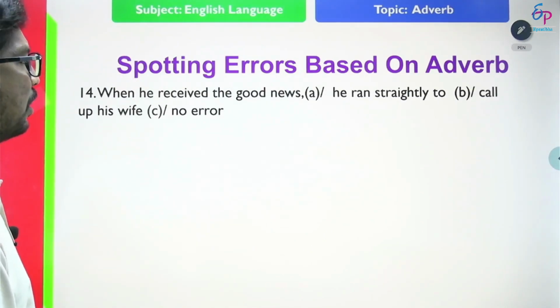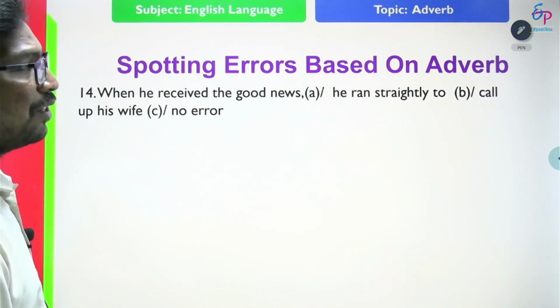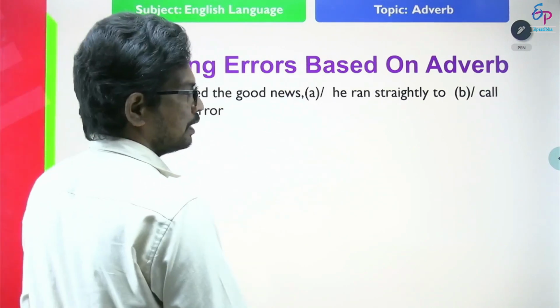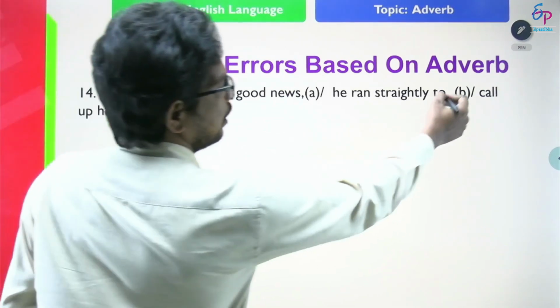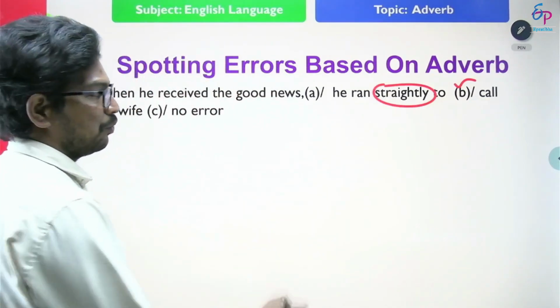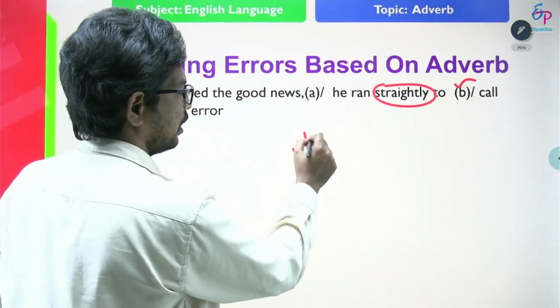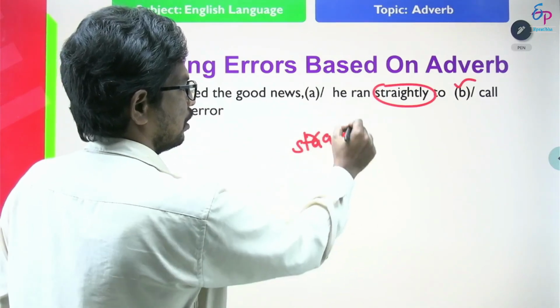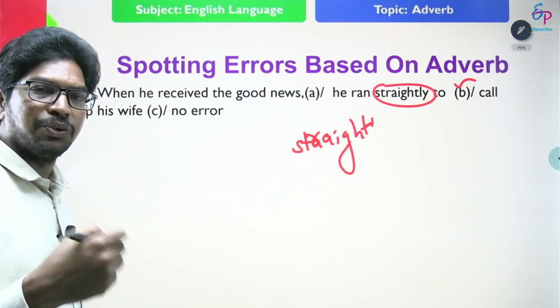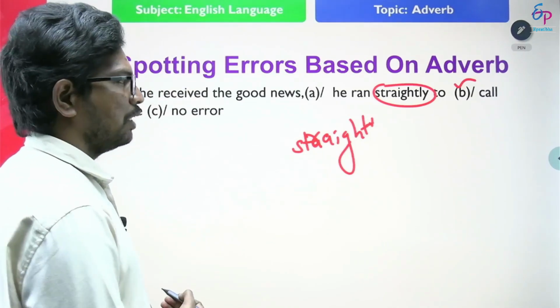When he received the good news, he ran straightly to call up his wife. In this statement, error is at B, because we should not add ly to straight. Just we have to write straight, not straightly, because straight can both function as adjective as well as adverb. We do not add ly to it.